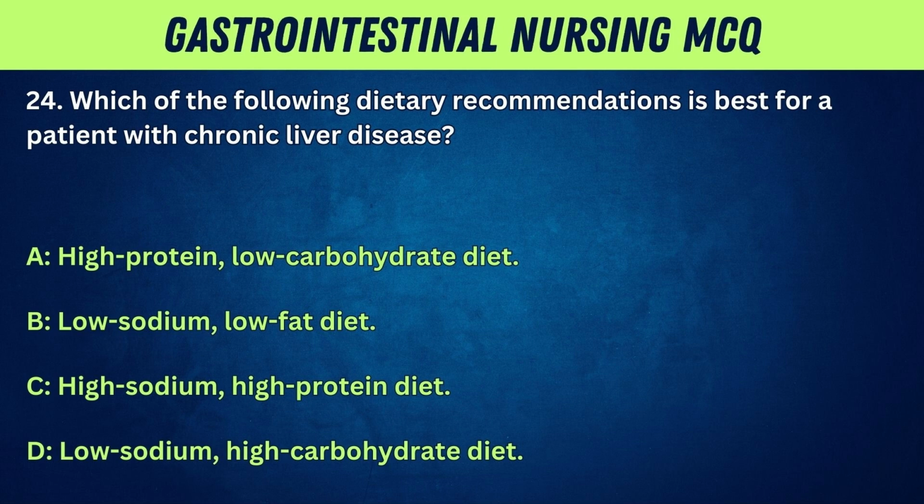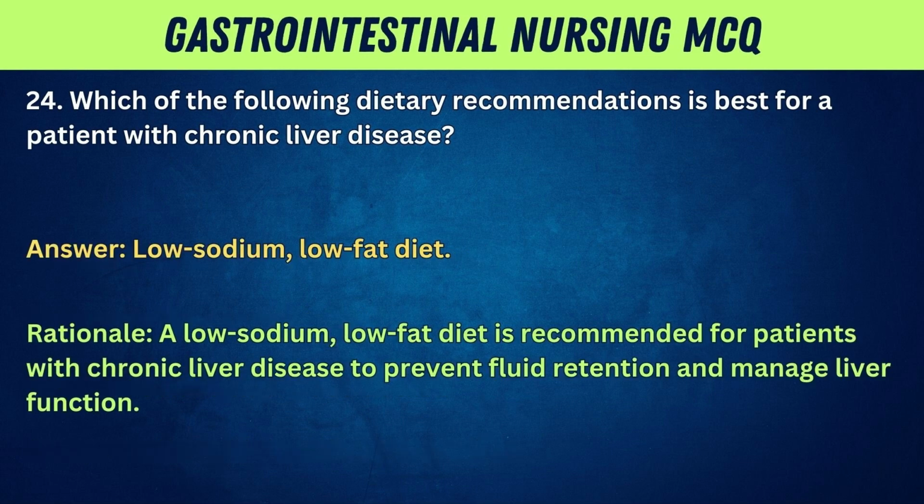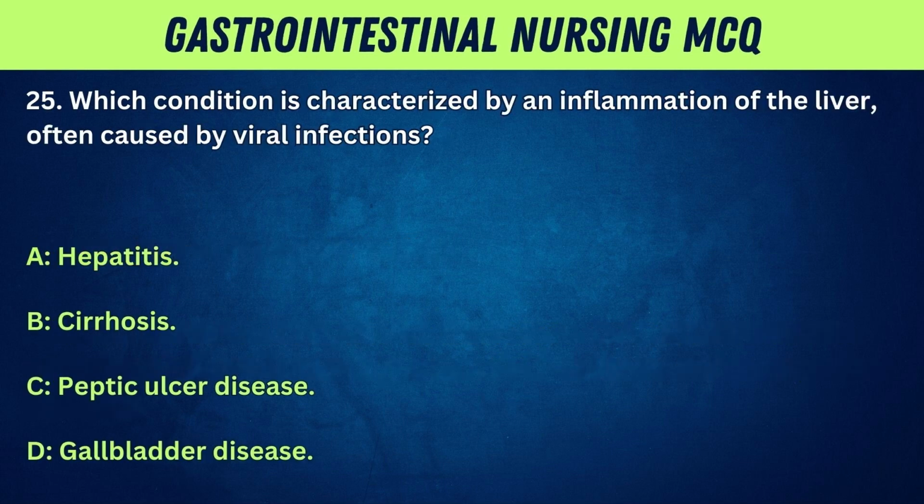24. Which of the following dietary recommendations is best for a patient with chronic liver disease? A. High protein, low carbohydrate diet. B. Low sodium, low fat diet. C. High sodium, high protein diet. D. Low sodium, high carbohydrate diet. Answer: low sodium, low fat diet. Rationale: a low sodium, low fat diet is recommended for patients with chronic liver disease to prevent fluid retention and manage liver function.